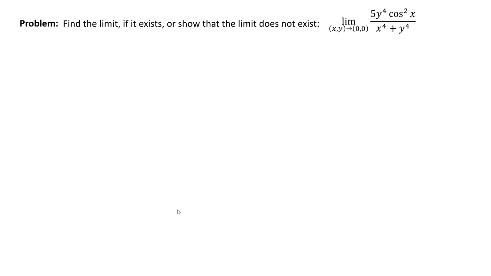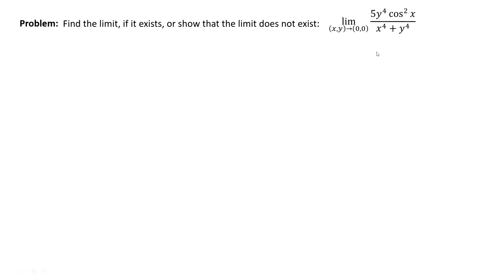Check this out. Find the limit if it exists, or show that the limit does not exist. Cosine squared x, is that defined everywhere? Cosine x, yep. y to the 4, yeah, defined everywhere. x to the 4 plus y to the 4, yeah, fine. Can x to the 4 plus y to the 4 ever be 0 for any real numbers? Nah.